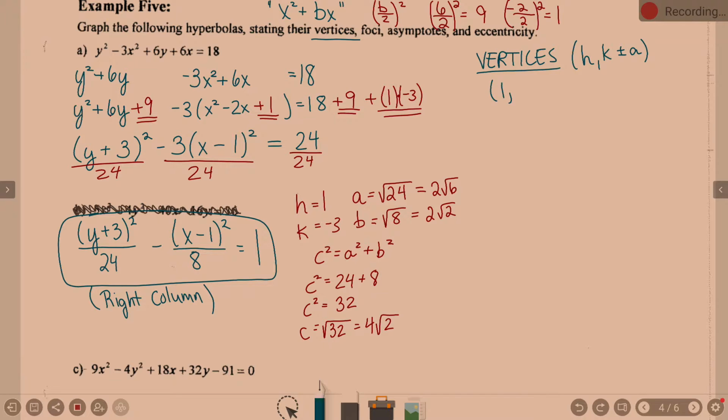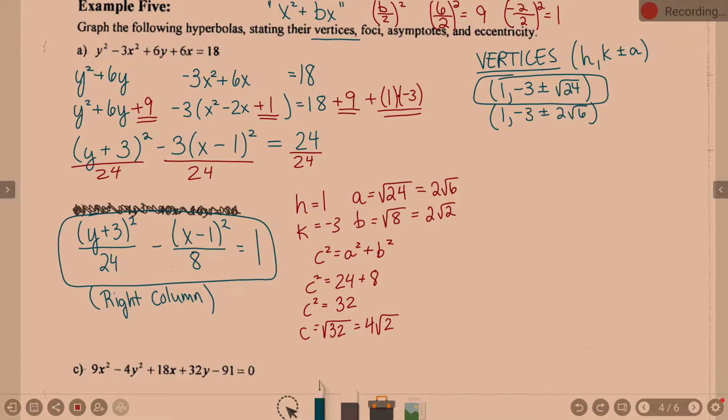So I'm going to say 1 comma negative 3 plus or minus square root of 24. You could also write that as 1 comma negative 3 plus or minus 2 square root of 6. But you can't really go anywhere past that, can you? Okay, again, unless you're going to go decimal. So I would be just fine with this answer, but I'm also fine with that answer.